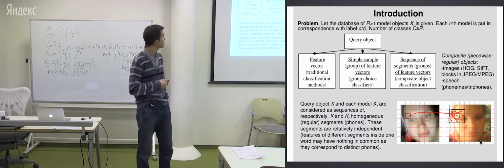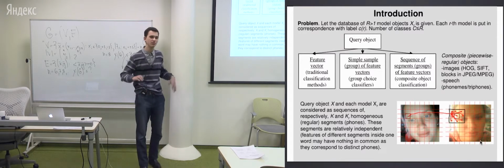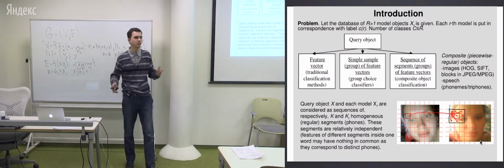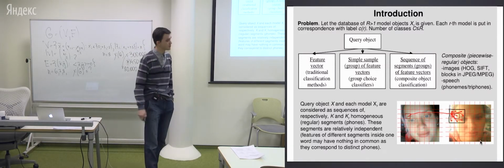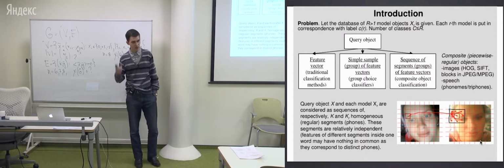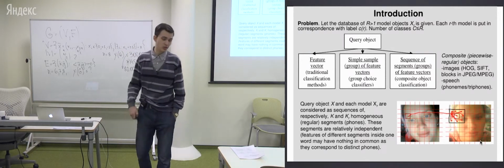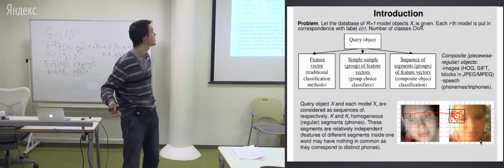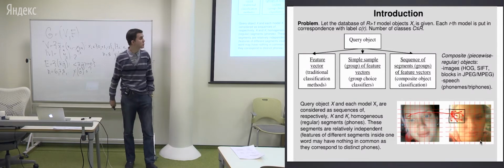So there is some kind of group choice classification when you have a sample of identically distributed features, but it's not our case. And there is a sequence of segments, which stands for objects that are difficult for recognition, for example, speech recognition or image recognition. We call them composite or piecewise regular objects.